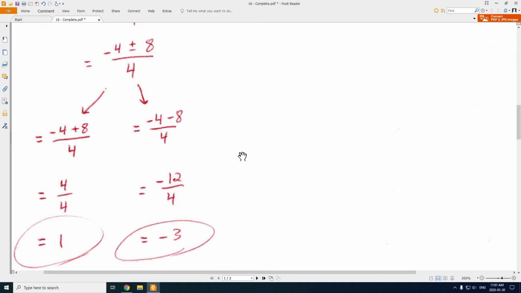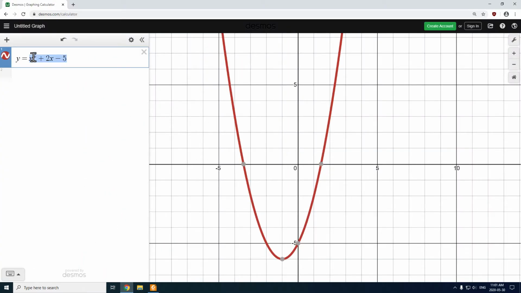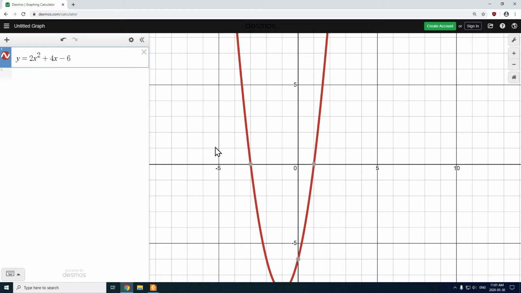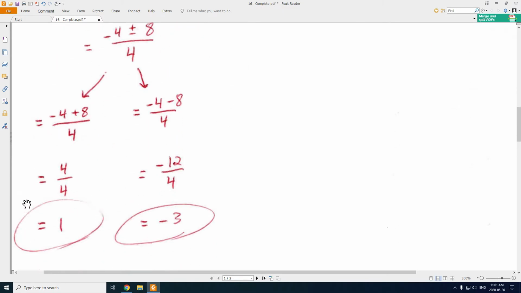Now we can double check this using Desmos if we want. Let's see here. So 2x squared plus 4x minus 6. So there's our parabola. It is opening upwards, and it looks like it has an x-intercept at 1 and at -3. Good, so that matches up. X-intercept at 1 and -3. So quadratic formula, if you use it, it gives you the x-intercepts of the parabola. You can use it for any quadratic equation in standard form.